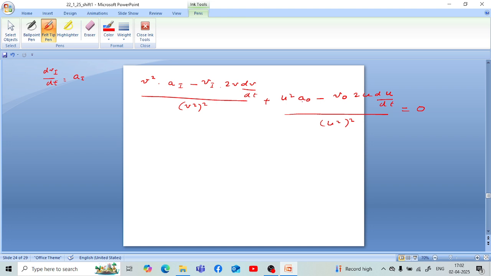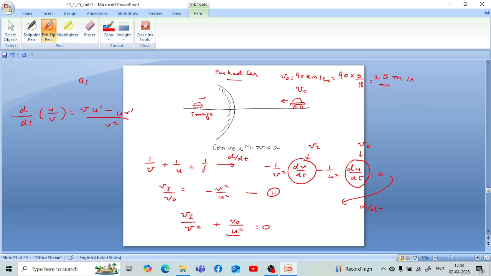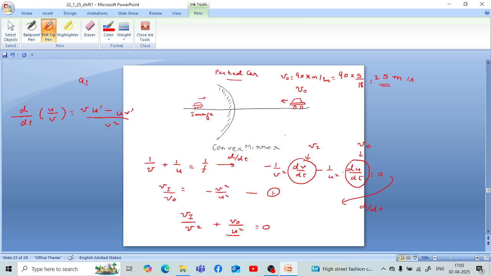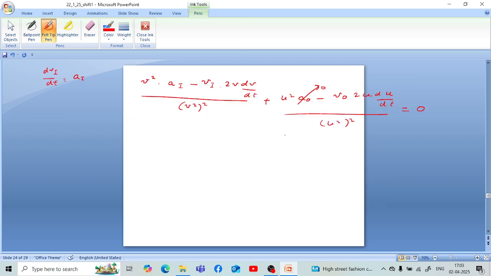Now, the acceleration of the object is 0 in this case. You can easily see that here the object is moving with a uniform speed. This is given in this problem also, that the object is moving with uniform speed. So, uniform speed means the acceleration of the object is 0. So, we have to put here a naught equals 0.